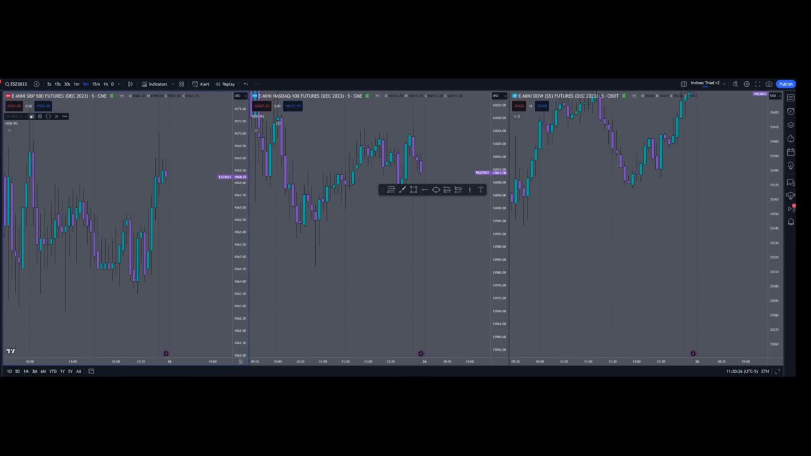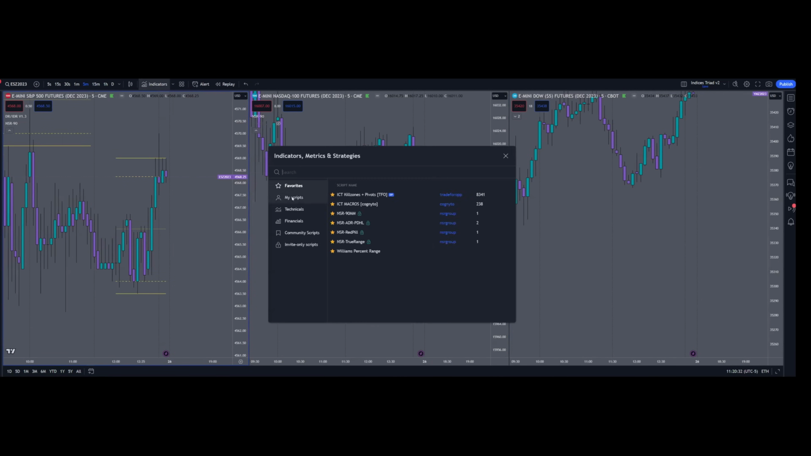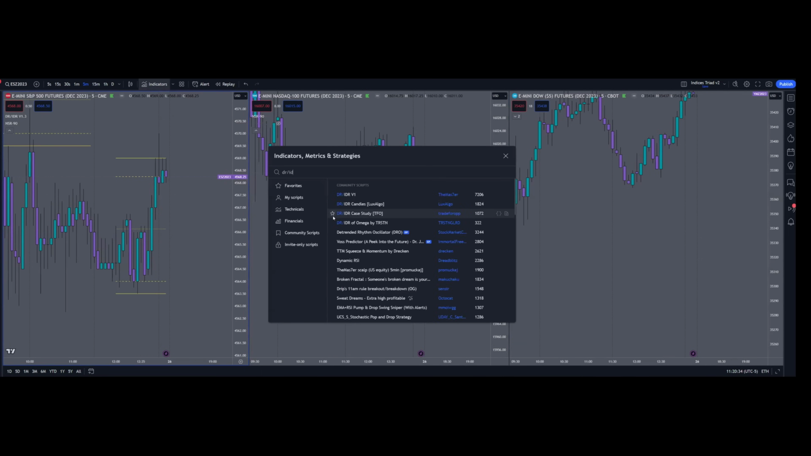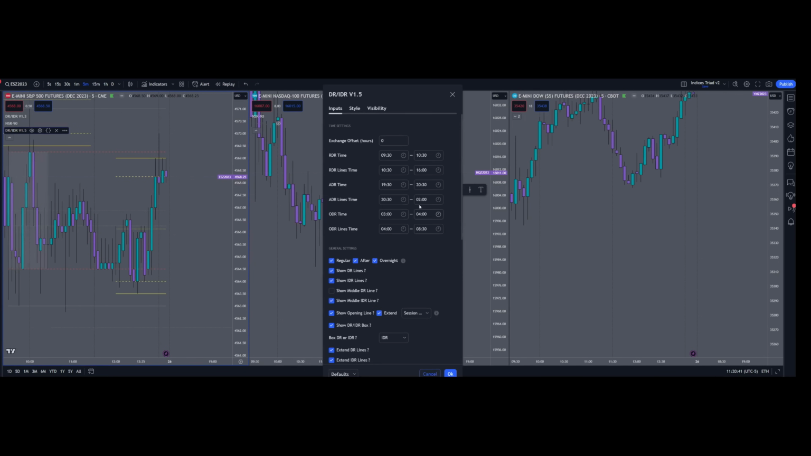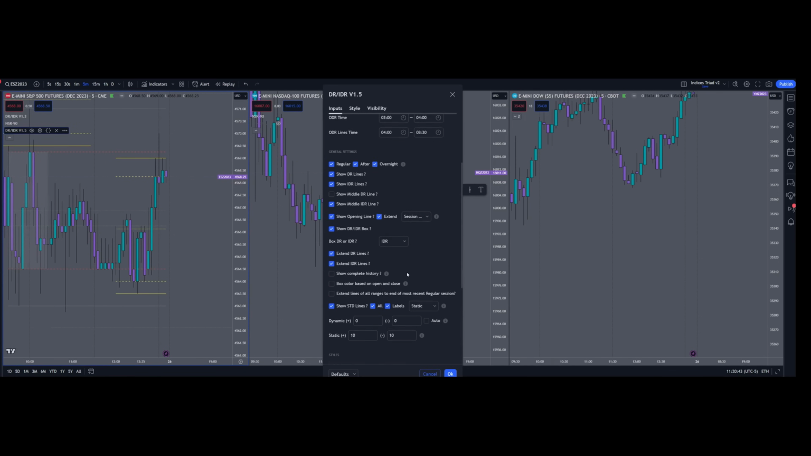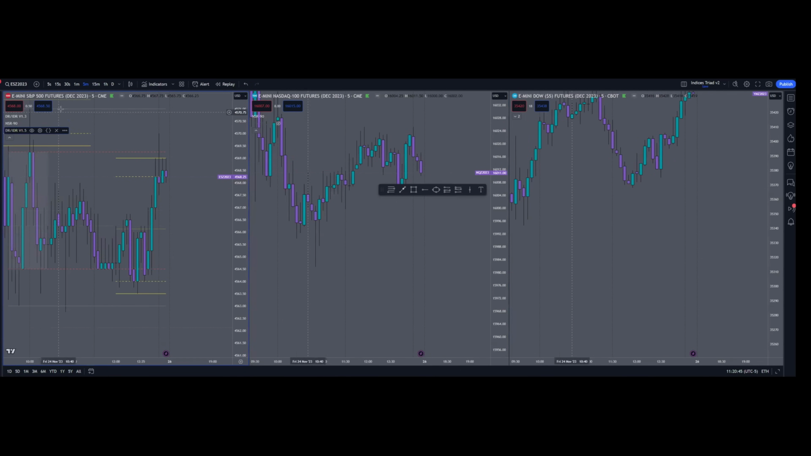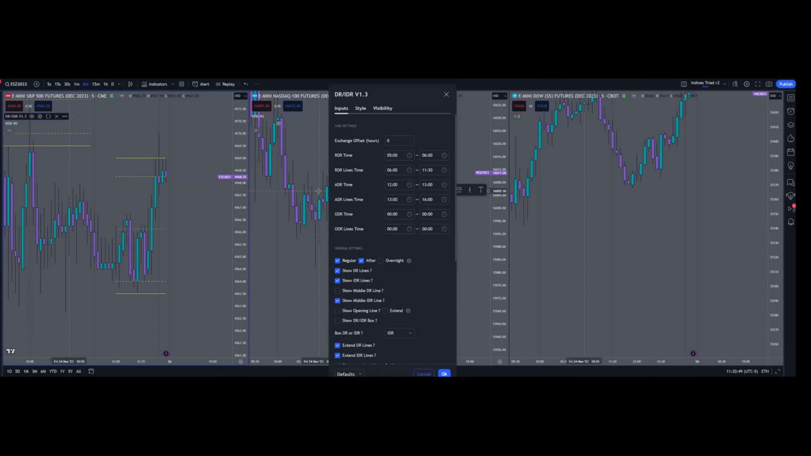We're going to use his indicator because it's actually really good. It's called the DR IDR. I think there's a newer version. I'm using the 1.0. Actually, let's have a look. DR IDR. Yeah, I think there's 1.5. Maybe there's some more stuff. I don't know. It's freely available. Doesn't matter, I'm using the old one.